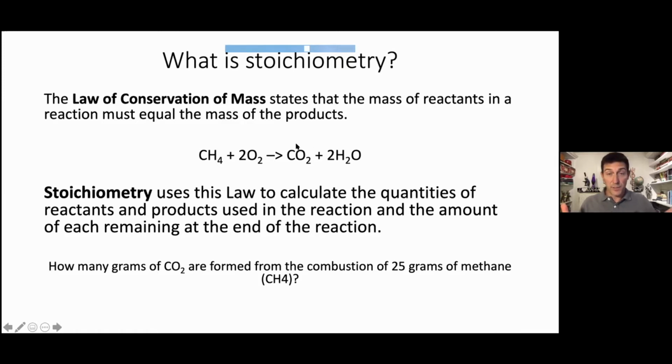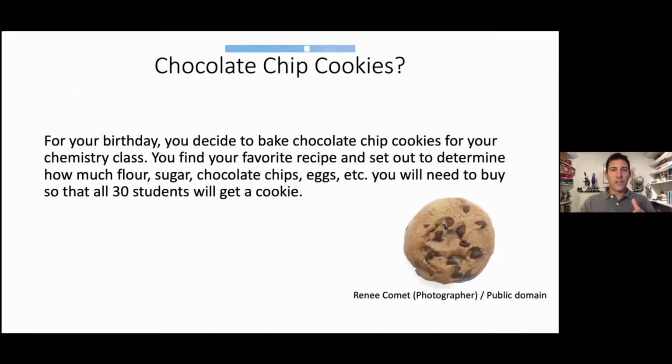That's stoichiometry. Okay, we can take it one step further and figure out, all right, well, how many grams of this are going to be produced? And how many grams of that are we going to need if we have this amount? We're not going to go quite that deep. Instead, we're going to use yummy foods to figure out how this works. You've maybe done something like this before. So you didn't call it stoichiometry, but it might have been stoichiometry.